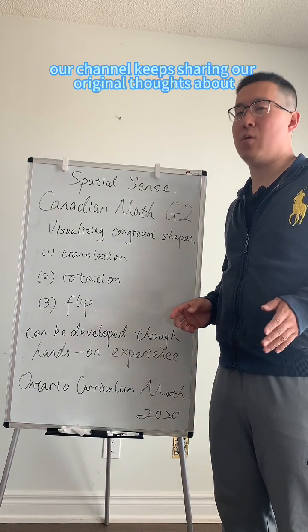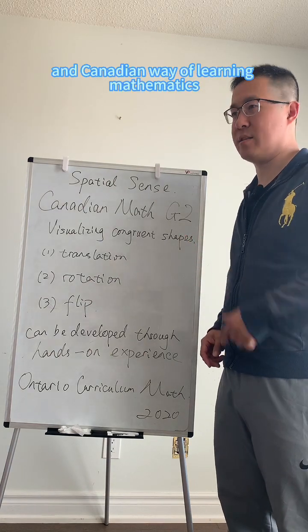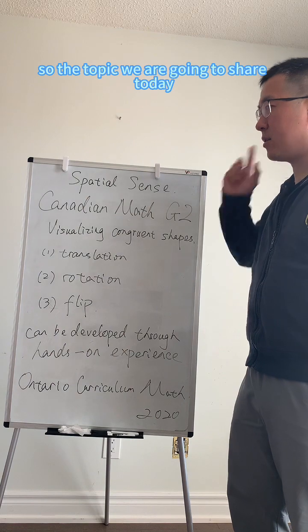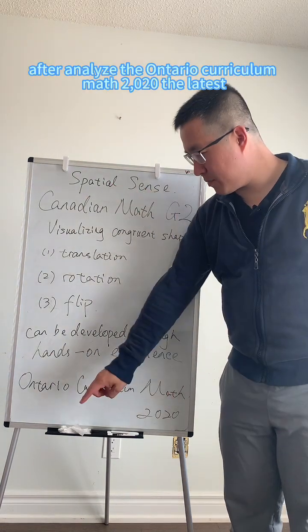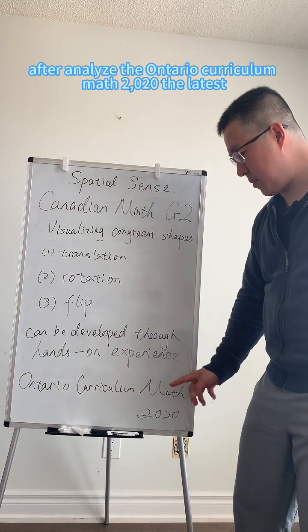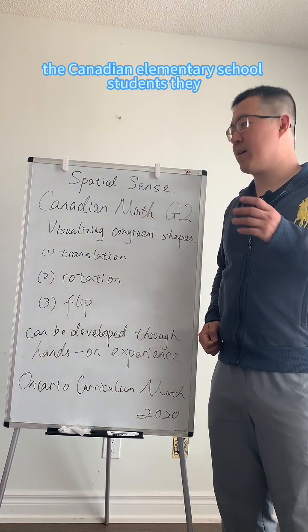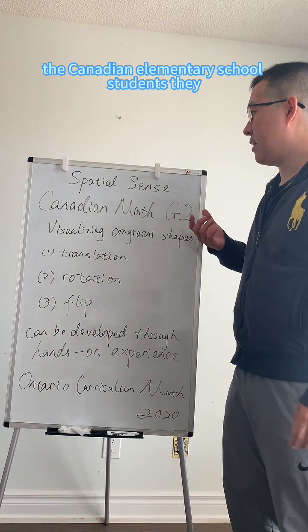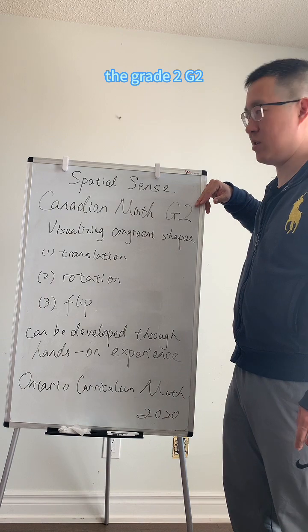Our channel keeps sharing our original thoughts about the American way and the Canadian way of learning mathematics at elementary school. So the topic we are going to share today is about spatial sense. After analyzing the Ontario Curriculum Math 2020, the latest version, I discovered that Canadian elementary school students start to train their spatial sense from grade 2, G2.